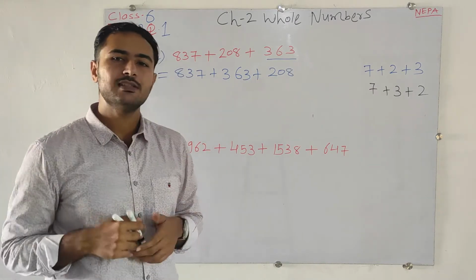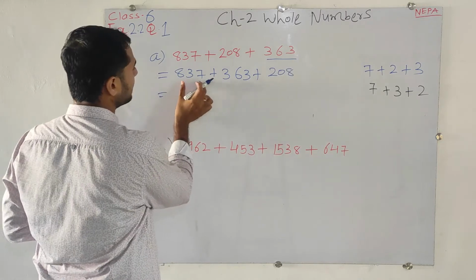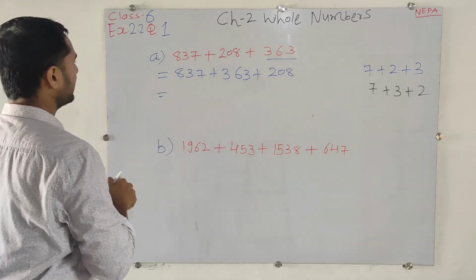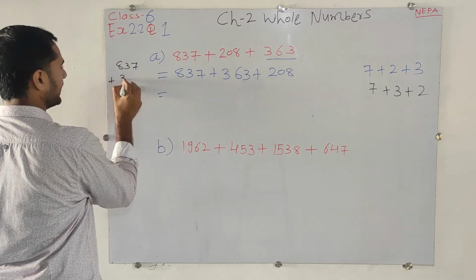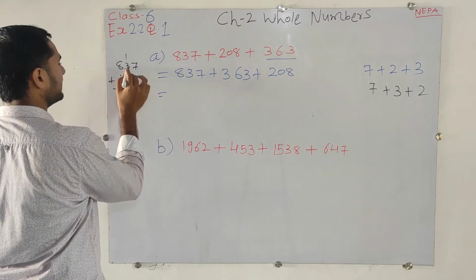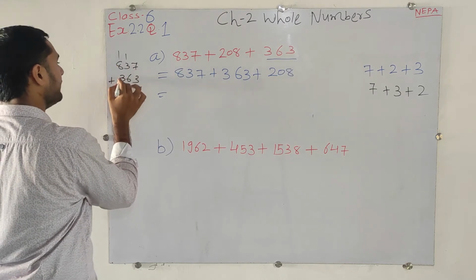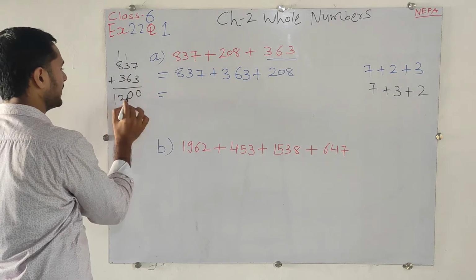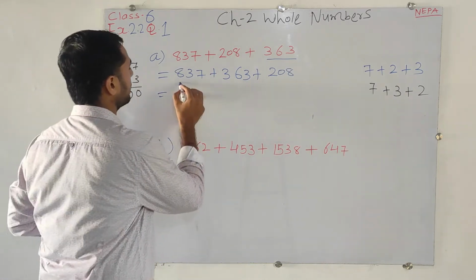to make calculations easier. Now, here is 837 plus 363. That is 837 plus 363: 7 and 3, 10, 1 carry; 6 and 3, 9 and 1, 10, 0, 1 carry; 8 and 3, or 8 and 1, that is 9, 9 and 3, that is 12. So here we got 1200 for these two numbers.